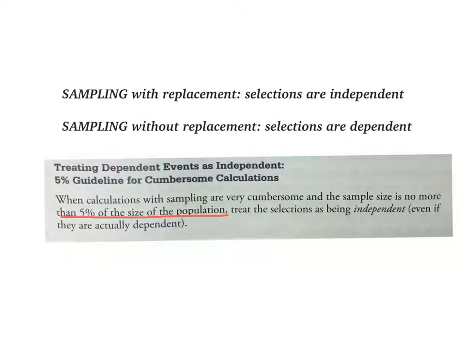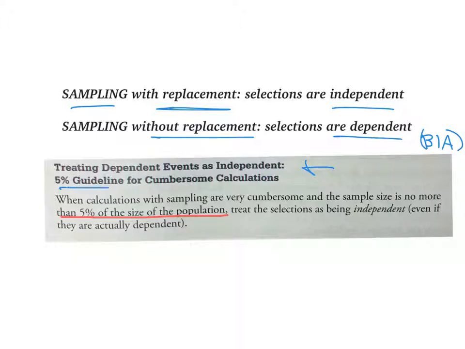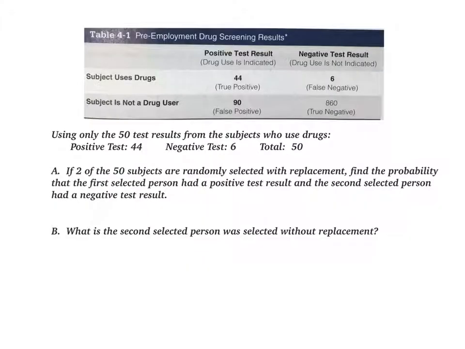Sampling with replacement, these are big words too. Sampling, of course, is always important, but with replacement means they're independent. Without replacement means they are dependent, and you have to worry about this. When it's dependent, that's when you have to worry about B given that A has occurred. That's going to be a big deal. And another humongous thing here: treating dependent events as independent. We are going to do that sometimes. We're going to have a 5% guideline, just like we do with everything else, for cumbersome calculations. When calculations with sampling are very cumbersome and the sample size is no more than 5% of the population, so if you have a small sample from a huge population, we're going to act like they're independent even if they are dependent. Okay, I'm going to show you about 3 or 4 examples and we'll be done.